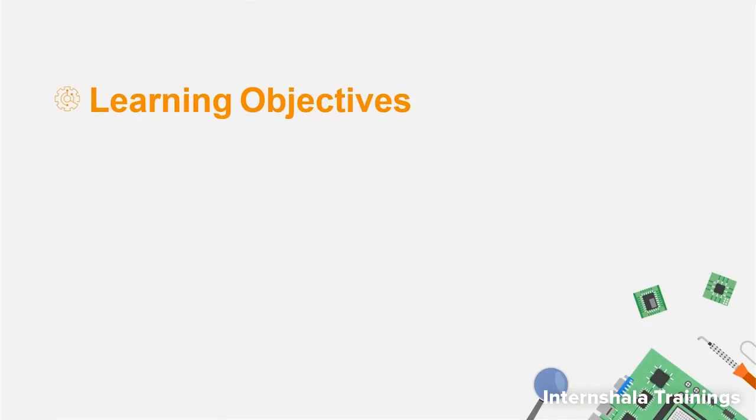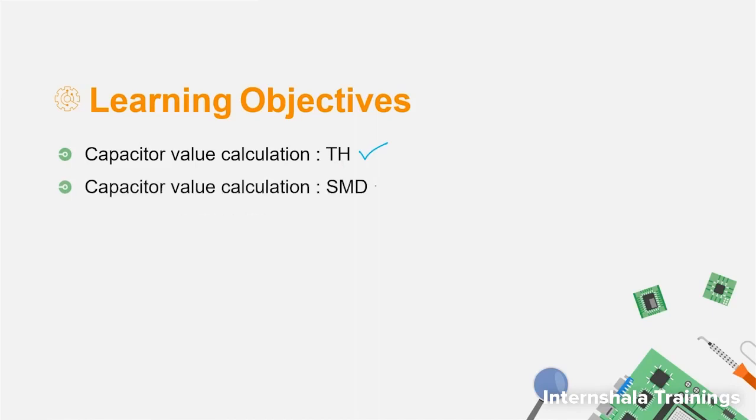Now let me tell you what you will learn in this video. The first point is capacitor value calculation through hole. TH stands for through hole. In this point, I will show you how to calculate the value of a through hole capacitor, and I will discuss the entire procedure. After that, the second point is capacitor value calculation for SMD. Here I will show you how to calculate the value of an SMD capacitor. This is how we are going to cover this video. Now let's start.